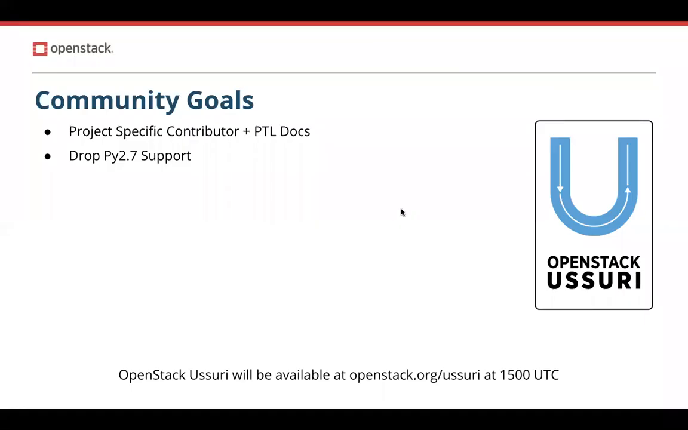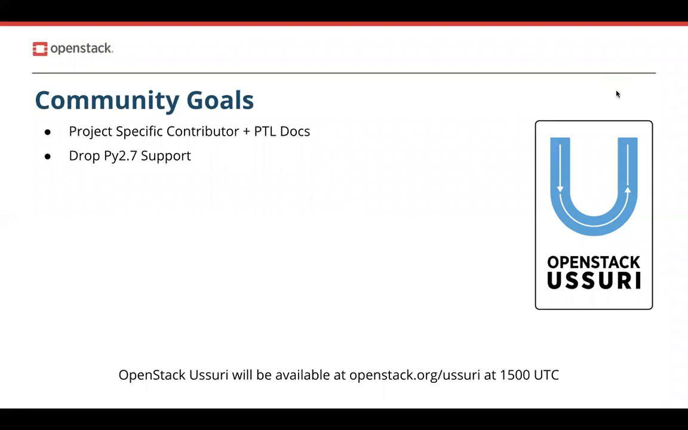But first of all, I wanted to talk a little bit about community goals. OpenStack has this idea of community goals where we pick something that we feel will drive the community and all the projects together to improve. And then we usually have champions that try and drive that work across all of these projects. The first community goal for Ussuri was creating project-specific contributor and PTL documentation, which creates a set of contributor documentation so that any new contributor trying to onboard onto a project has all that information available in an easy space. And Kendall Nelson from the OpenStack Foundation did an amazing job in helping drive that forward.